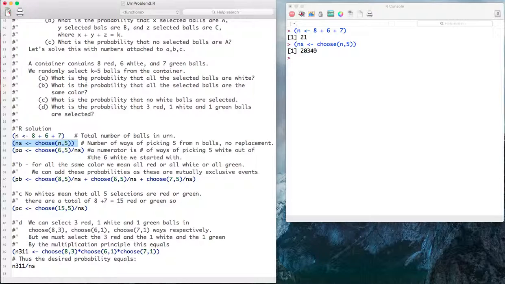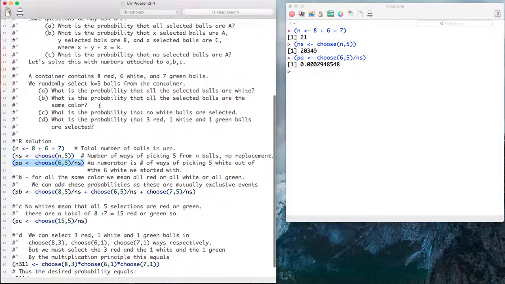First question is, what's the probability all of the selected balls are white? Well, if all of the selected balls are white, that means we've chosen 5 out of the 6 white balls and nothing else. So the probability of this is just the number of ways of selecting 5 out of the 6 balls divided by the total number of outcomes of the sample space, and you get a probability of 0.000294, etc.